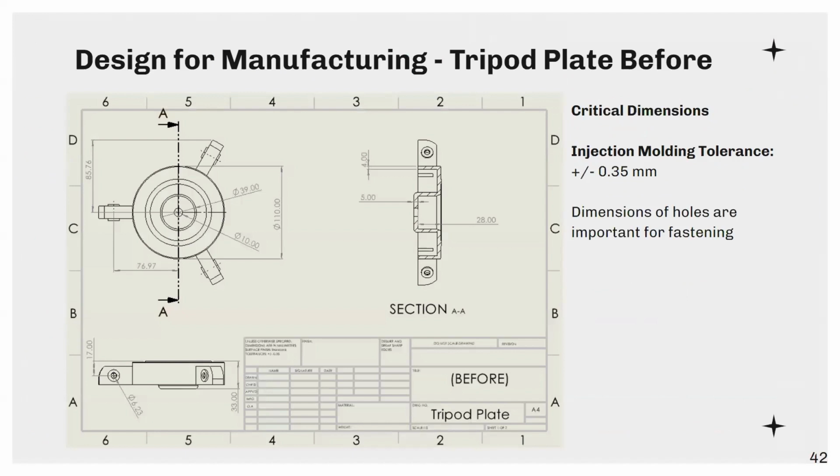Here's the CAD manufacturing drawing showing the critical dimensions of the tripod plate before DfM. The injection molding tolerance is plus or minus 0.35 millimeters. And just wanted to note that the dimensions of the holes are the most important dimensions as they deal with fastening and smooth operation of the tripod.